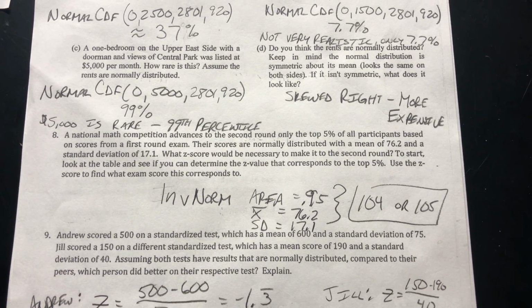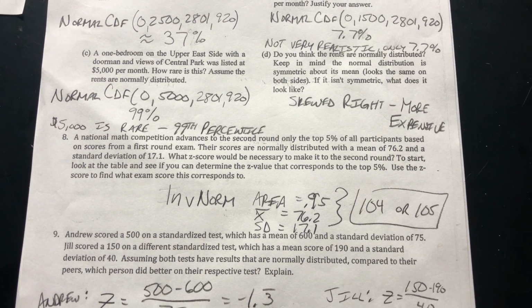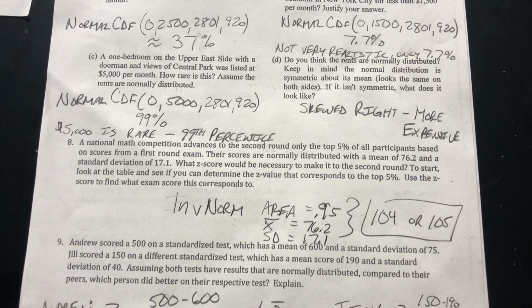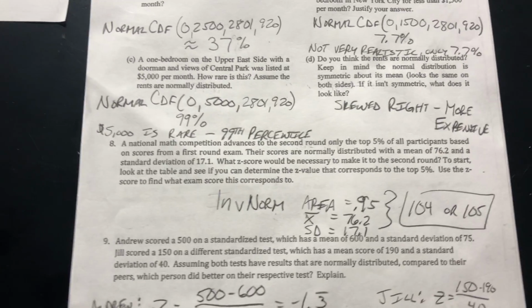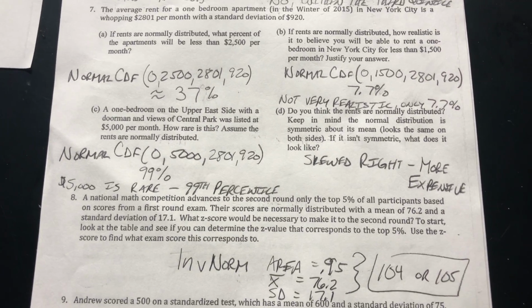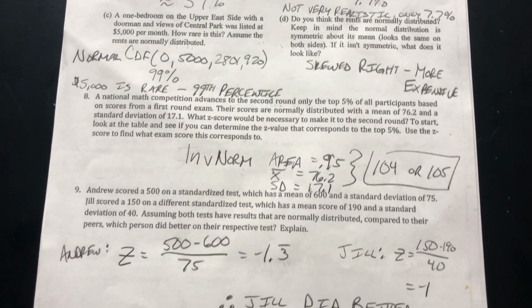D, skewed right just because it's more expensive. Wondering if it would be symmetric, and I don't think it would be in New York City. You have a lot of various prices, but it's usually very costly.